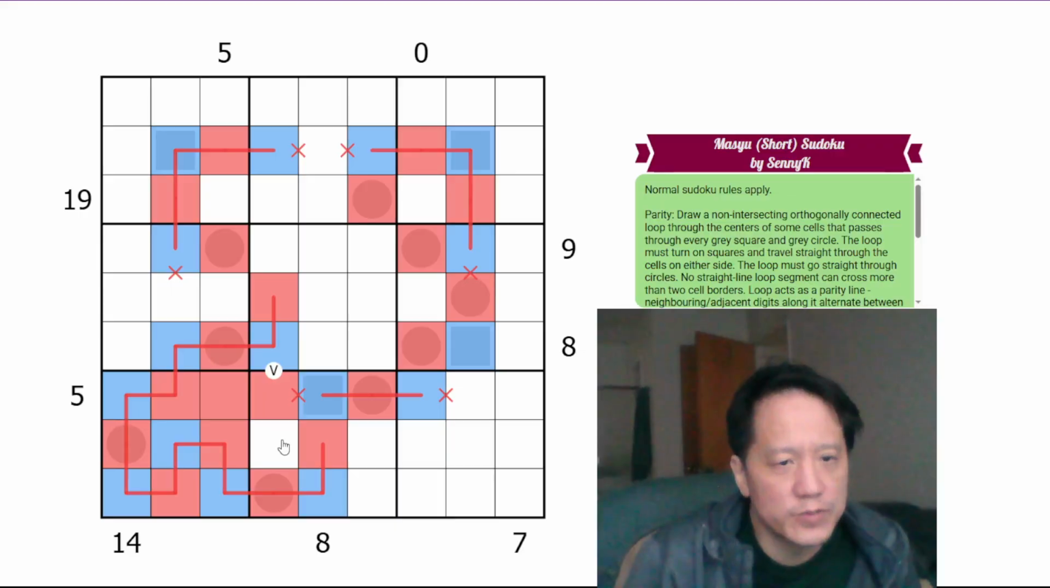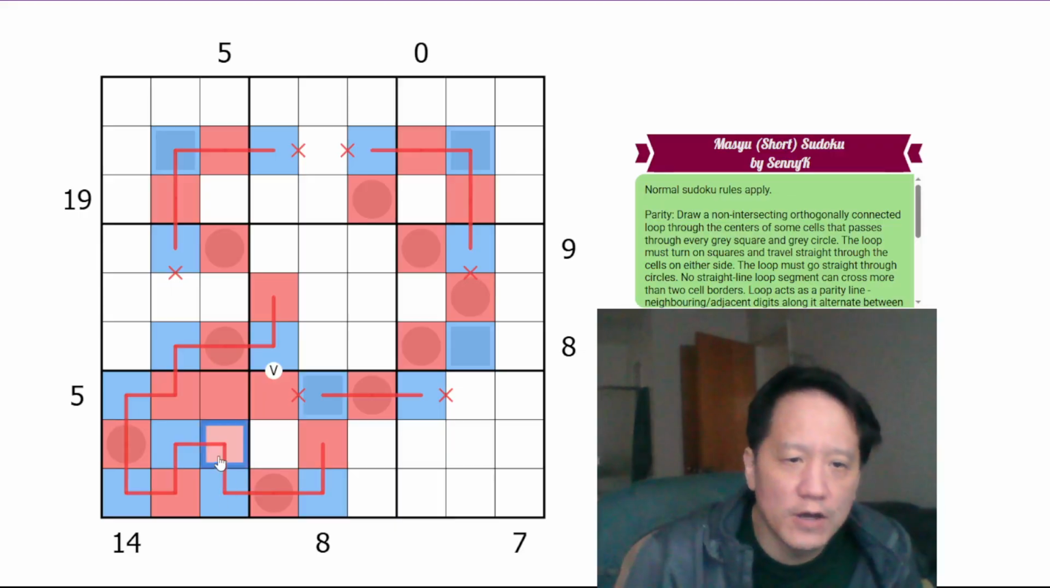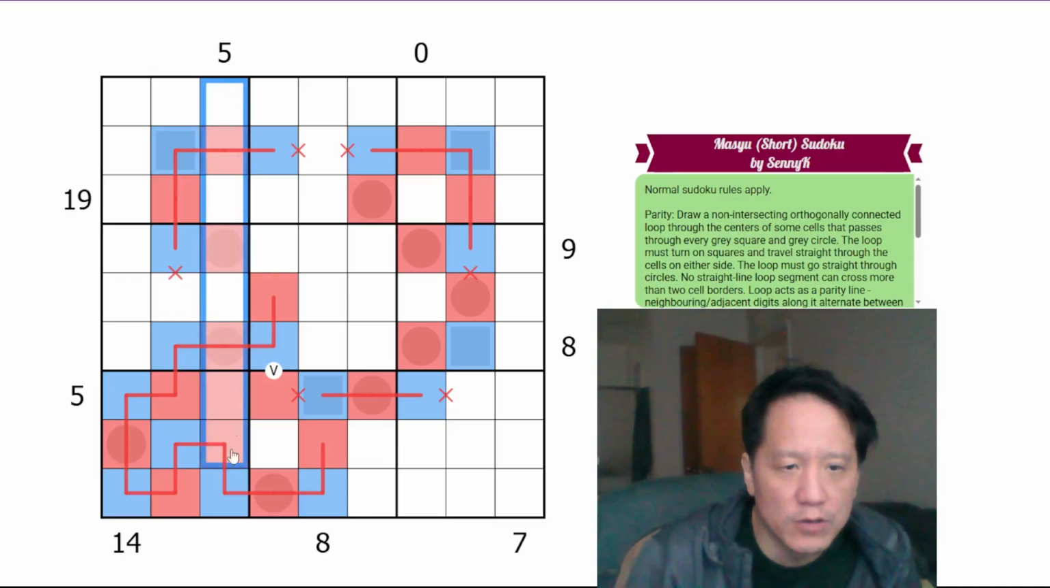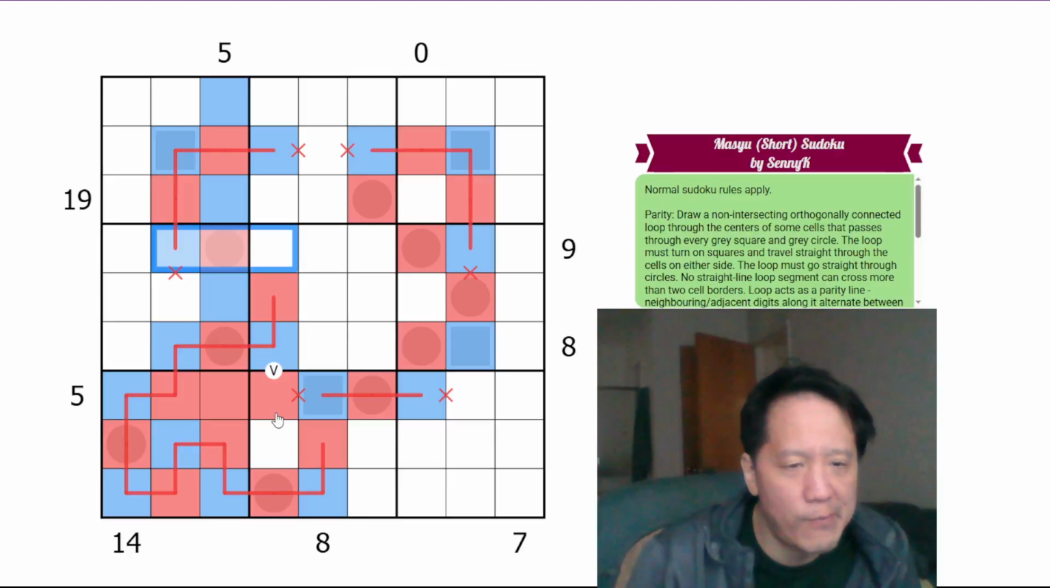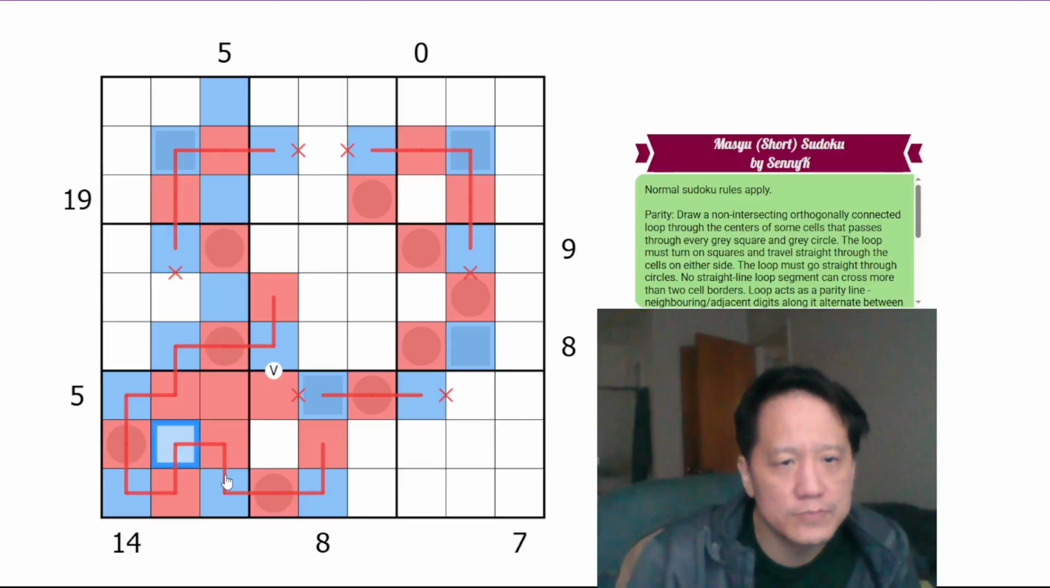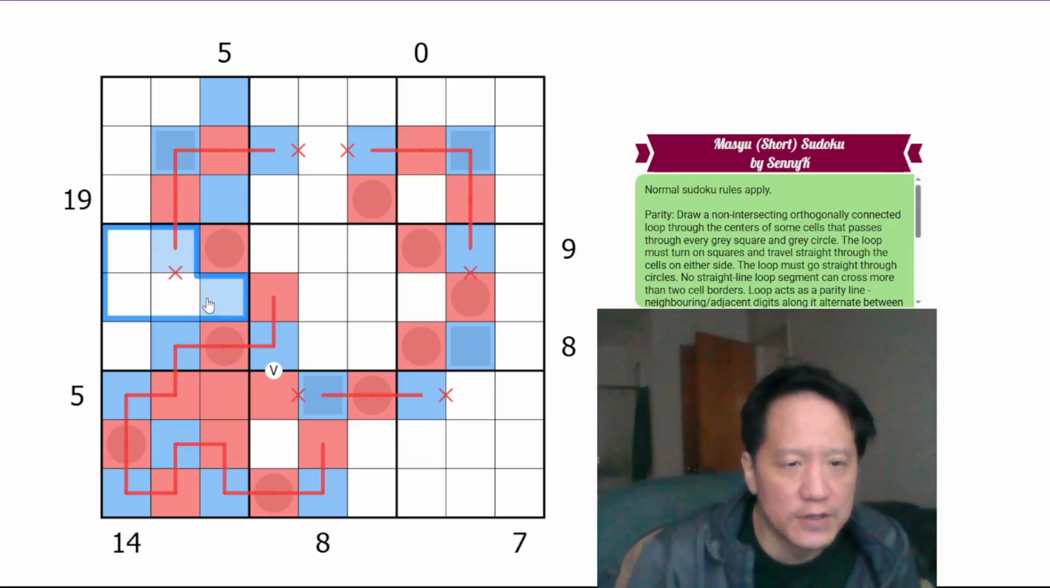Okay, what else do we have? We have 1, 2, 3, 4, 5 odd digits in column 3 already, which means the rest of the digits are even. So these are even, this is even, this is even. Okay. This could go straight through that way. That is possible. Could go straight through that way. That's also possible. This must turn, but it could turn something like this. That's possible.